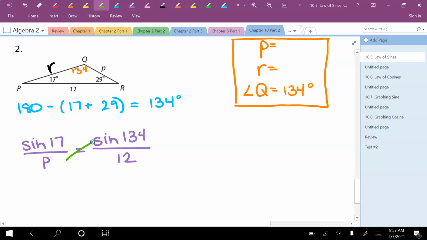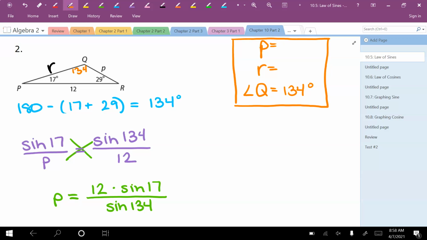Okay, and then we would cross multiply here. So to finish this up, you end up taking 12 times the sine of 17, and then you end up having to divide that by the sine of 134 to get P by itself. So when I do all of that and I round, I got 4.9 for my P.